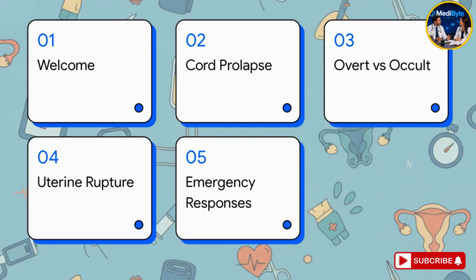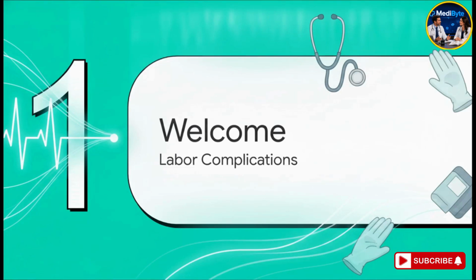Here's a quick look at our roadmap for today. We'll start with a welcome to labor complications, explore what a cord prolapse actually is, compare overt versus occult prolapse, understand uterine rupture, and finally, walk through the emergency medical responses. Section 1. Welcome to labor complications.